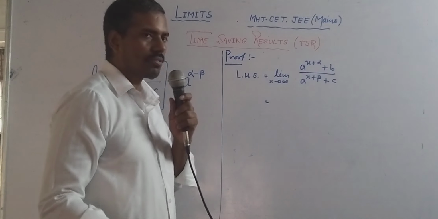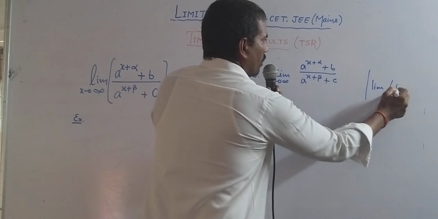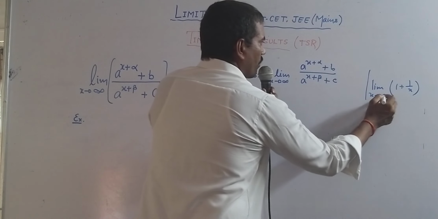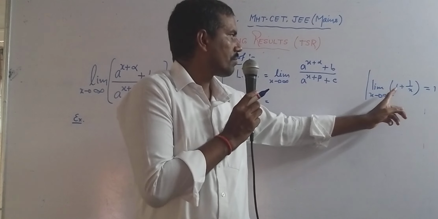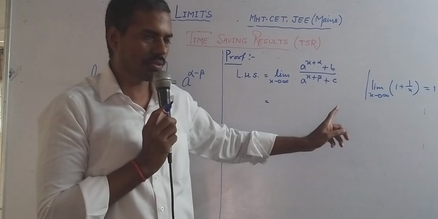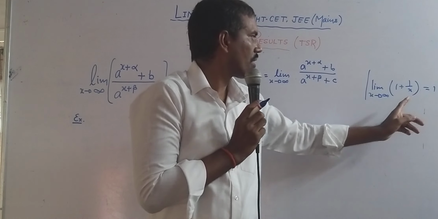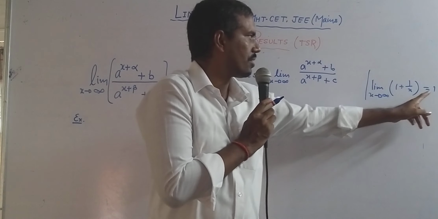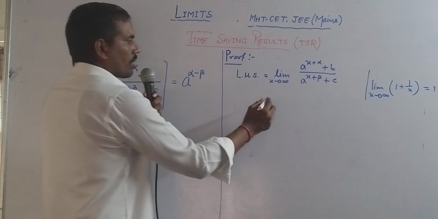Friends, students, we know that limit of 1 plus 1 upon x as x tends towards infinity is 1. Because the limit of the first one, that is a constant term, is the constant itself, since the limit of any constant is that constant, and the limit of 1 upon x is equal to 0. So the limit of 1 plus 1 upon x as x tends towards infinity is 1. Means we have to make the first term 1.